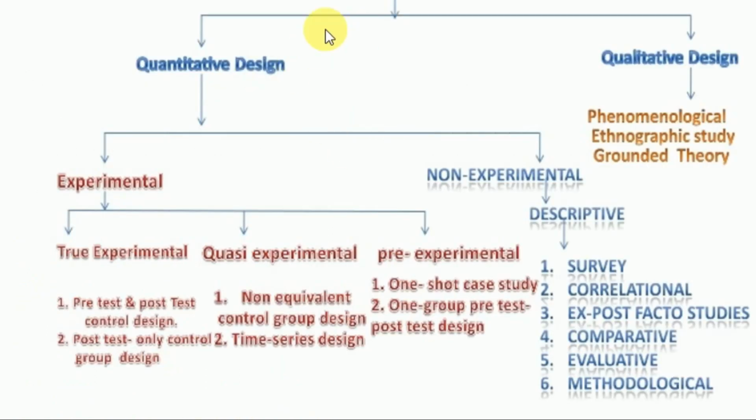Research design is mainly divided into quantitative and qualitative research design. Quantitative is again divided into experimental and non-experimental. Experimental is again divided into true experimental, quasi-experimental and pre-experimental. Non-experimental are descriptive studies, which include survey, correlational, ex post facto studies, comparative studies, evaluation and methodological studies. And qualitative research designs include phenomenological, ethnographic, grounded theory, historical research, etc.